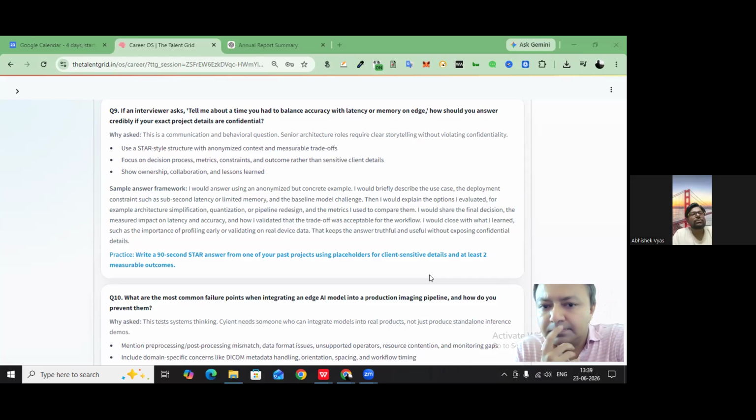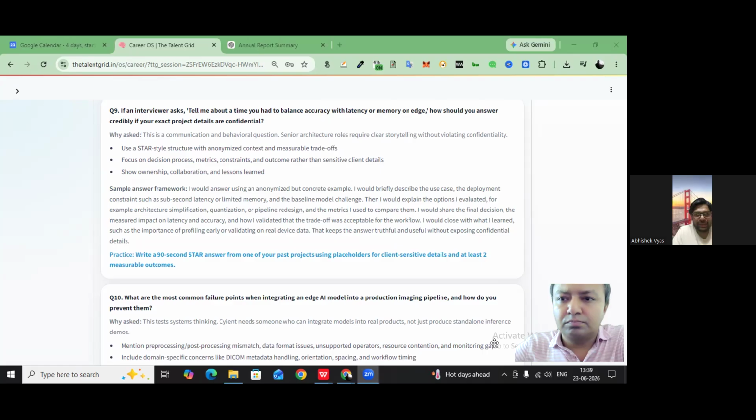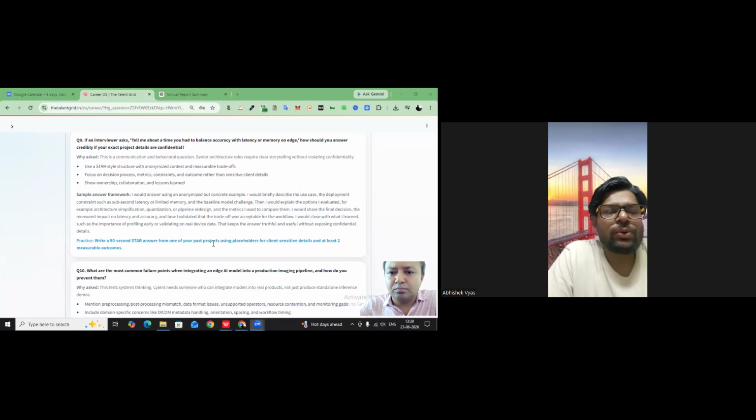Yeah. So in one of my previous projects, we needed to deploy a computer vision model on resource constrained hardware where latency requirements were strict. My responsibility was to maintain acceptable accuracy while ensuring inference completed within the stipulated time. What I did is I analyzed the bottlenecks and evaluated multiple optimization strategies, including simplification of the architecture. I also tried input resizing and pipeline optimization.